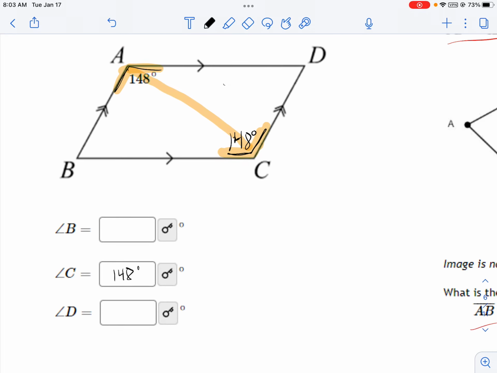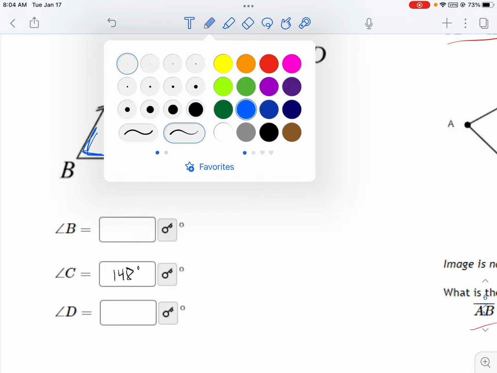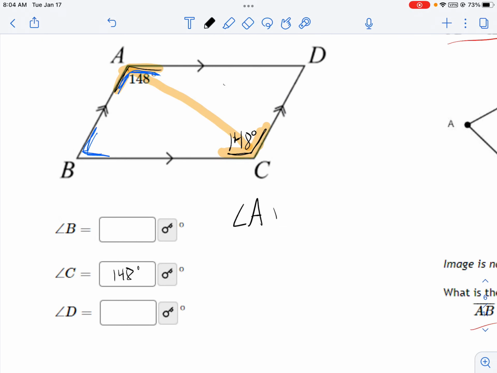The other thing we know about angles for parallelograms is that adjacent angles, angles that are side by side, for example this angle and this one, they are next to each other, not across from each other. That means they're adjacent. In parallelograms, adjacent angles are supplementary, which means they add up to 180 degrees. So your angle A and your angle B must add up to 180.